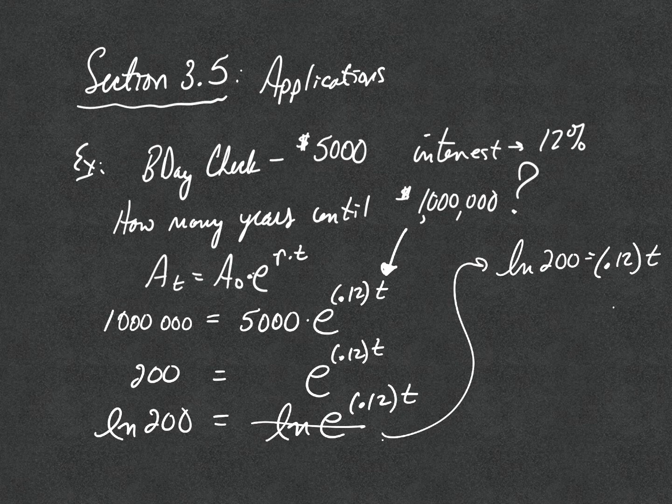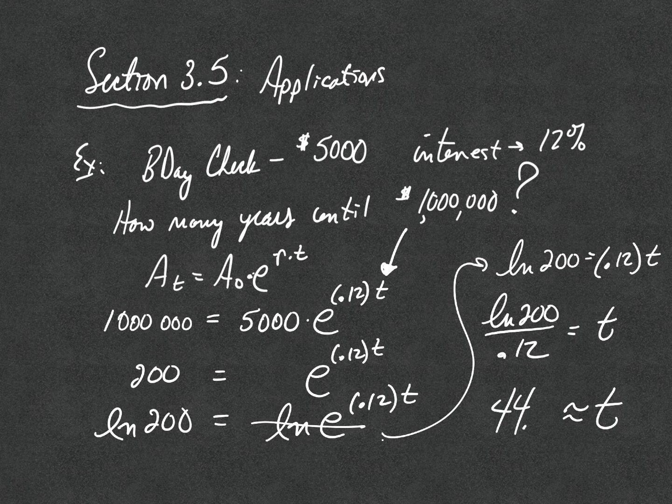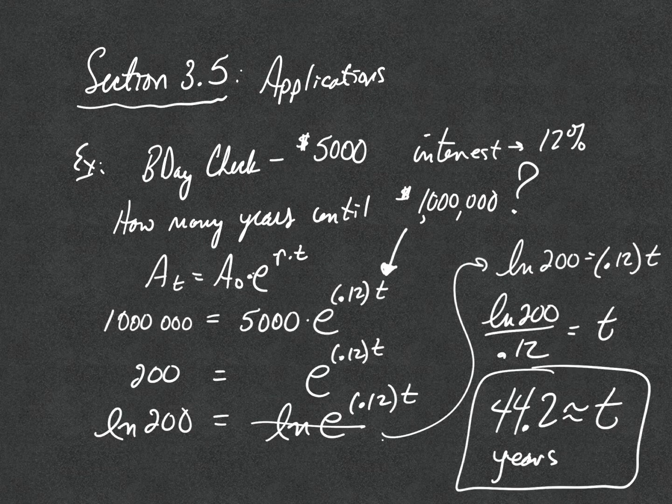And to solve for t, we just have to divide both sides by 0.12. And so what we'll get as a result is the ln of 200 divided by 0.12, which makes no sense to us in terms of how many years is that. So we use our calculator to approximate that. So we'll take the ln of 200 and then divide by 0.12. And you'll see that if you were to leave it for approximately 44.2 years, the $5,000 birthday check would then turn into $1 million.